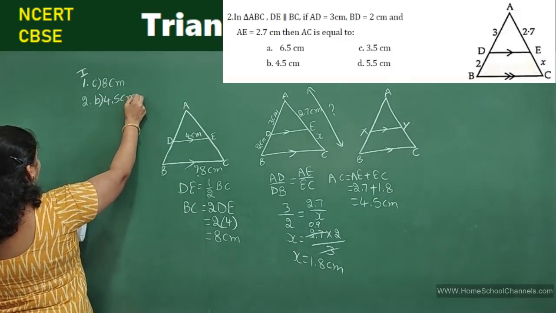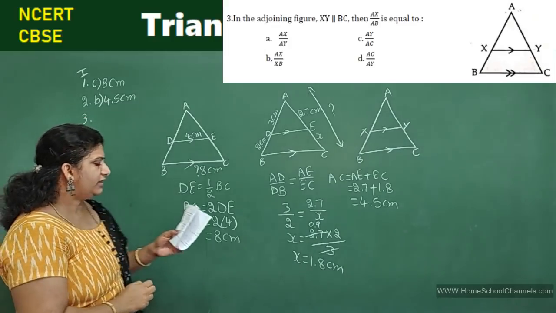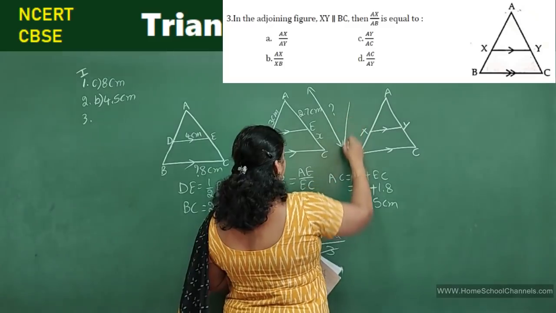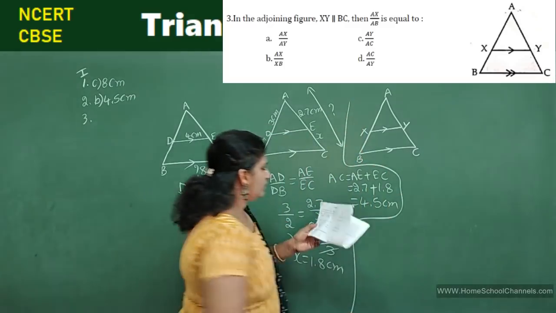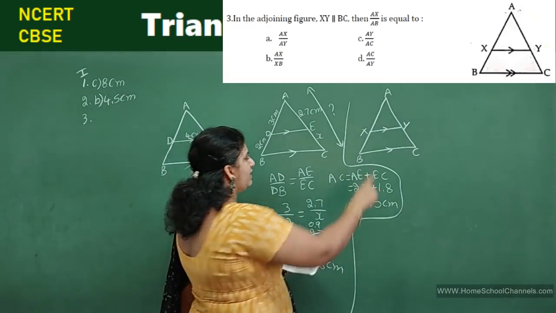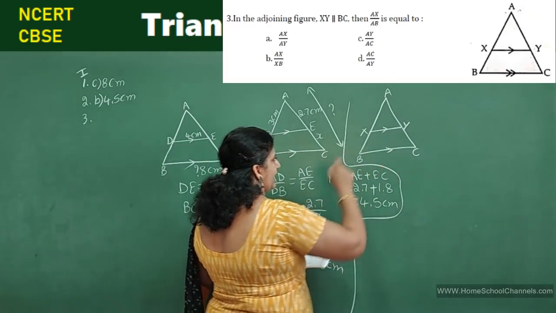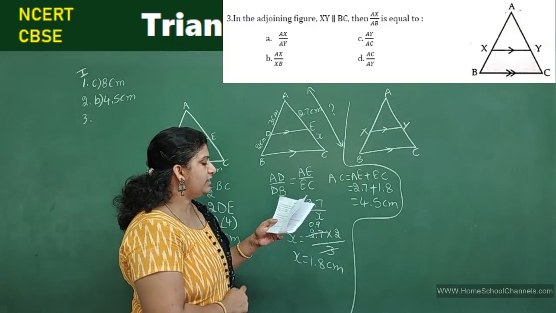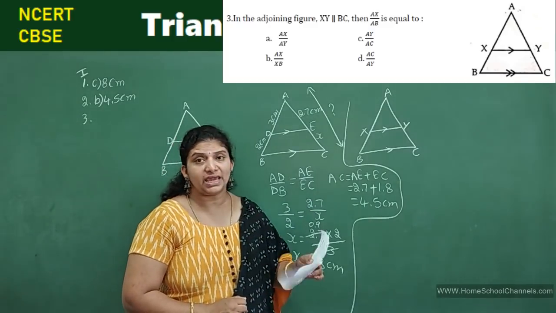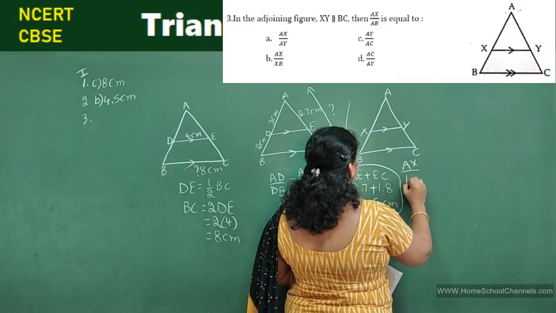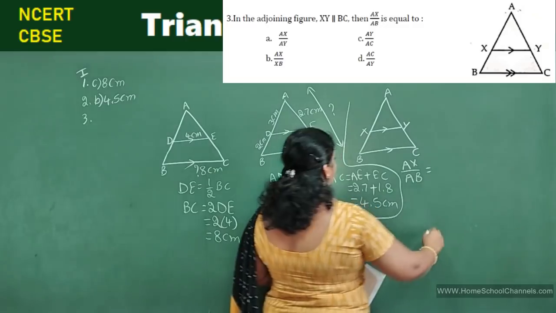4.5 centimeters. Third one. In the adjoining figure, you can go with this figure. XY parallel to BC. Again I remember the basic proportionality theorem. And here AX by AB is equal to, asked. AX by AB is equal to.